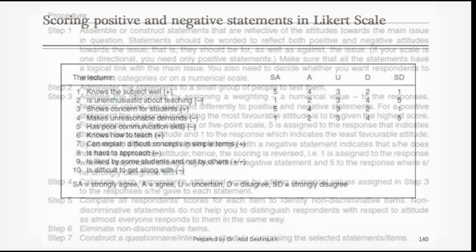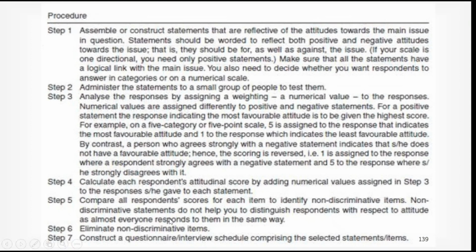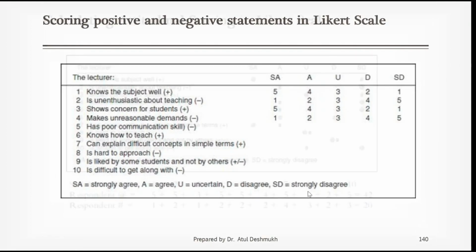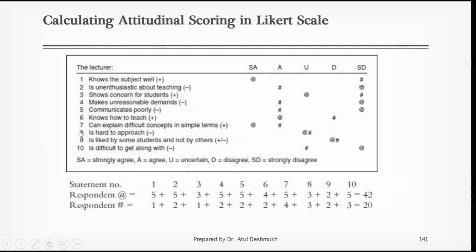Okay, so we kept only these two questions. Now construct a questionnaire or interview schedule comprising the selected statements or items. So these are the remaining items. We removed item number 8 and item number 9, and there are 8 items remaining out of 10. Now we have 8 items or 8 statements. Only those statements we will assign to other people.